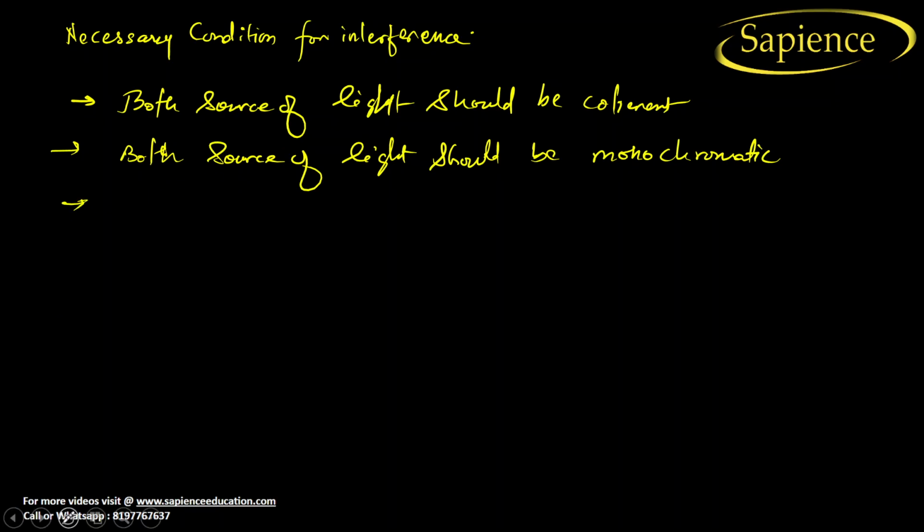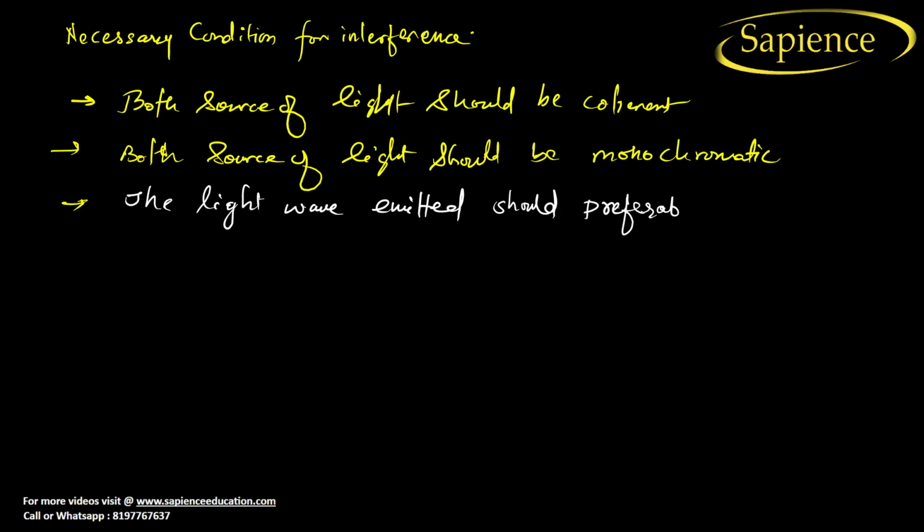Third condition: the light waves emitted should preferably have the same amplitude, so that the dark fringes are completely dark.